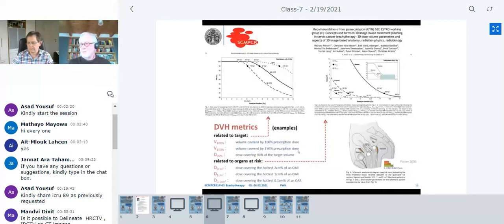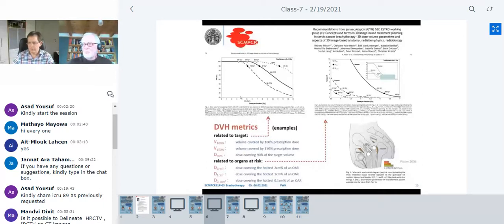And related to organs at risk, we have these other metrics like the D2cc or the D1cc or D0.1cc. That is the dose covering 2 cubic centimeters of the organ at risk, or 0.1 cubic centimeter. This would be the hot spots, and maybe the 2 cc is a more representative dose for the risk organ, or for larger parts of the risk organ.